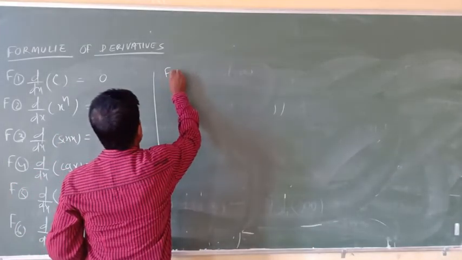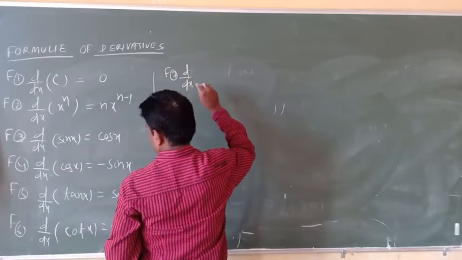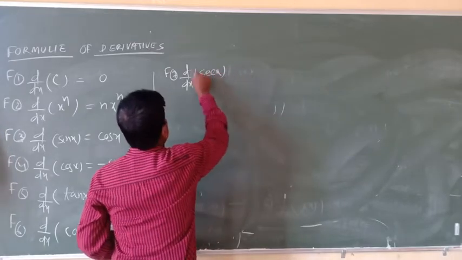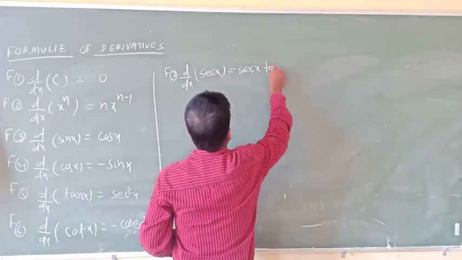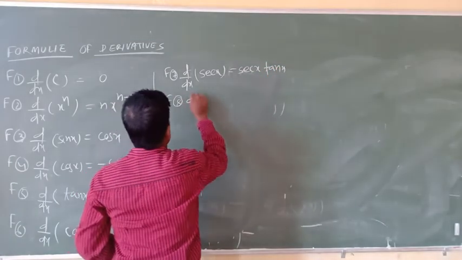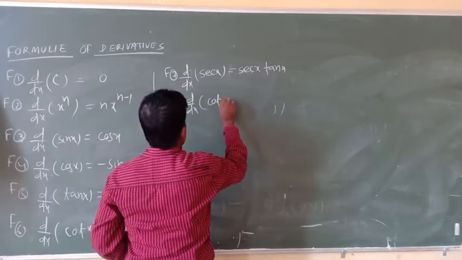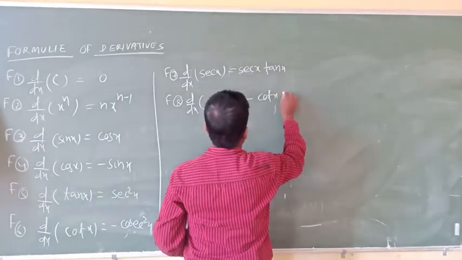Formula 7, d by dx of sec x, that is sec x into tan x. Formula 8, d by dx of cot x is minus of cot x into cosec x.